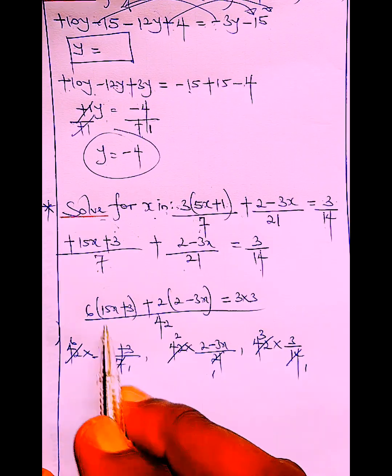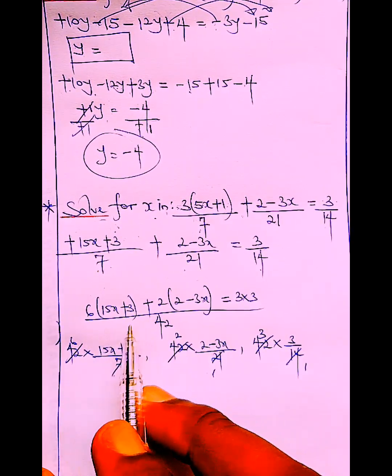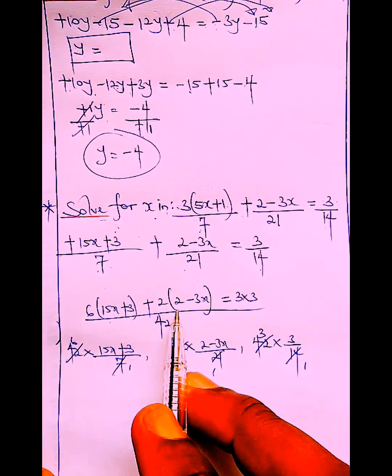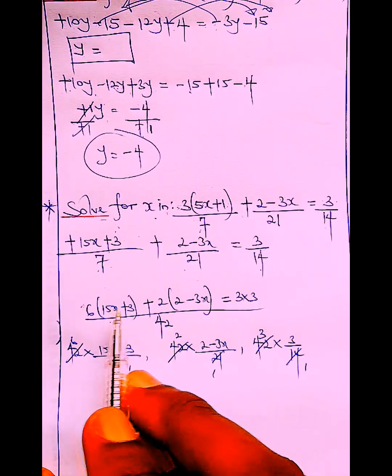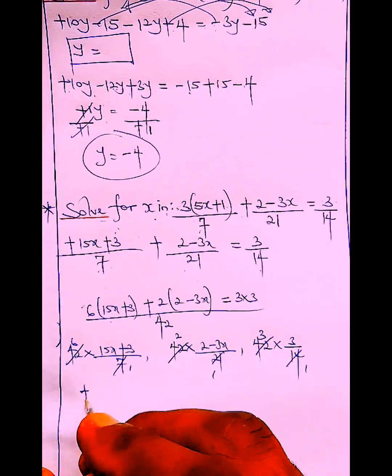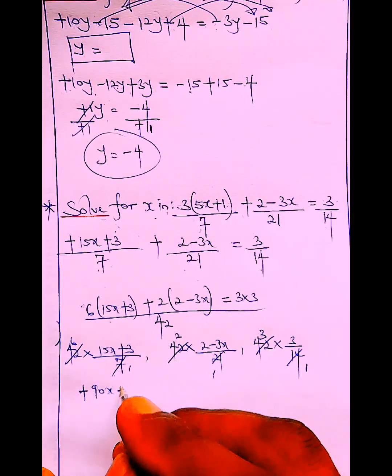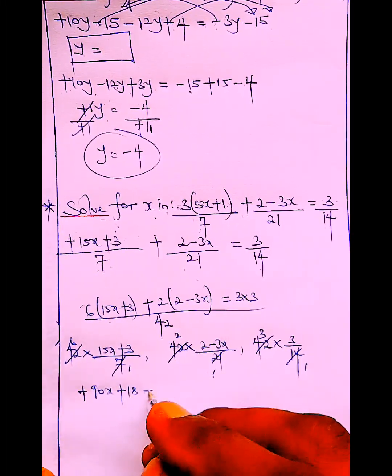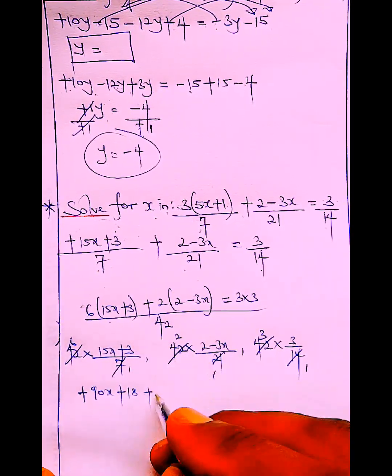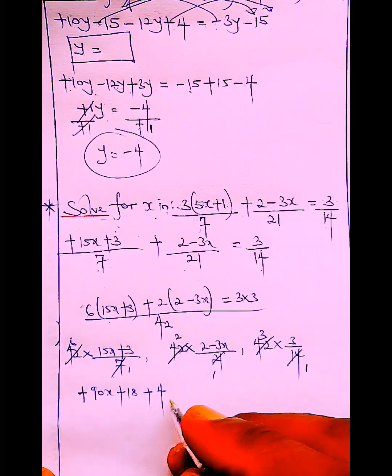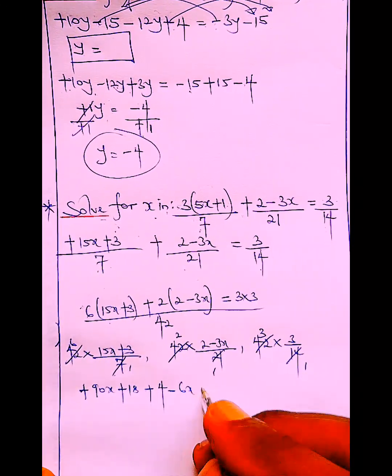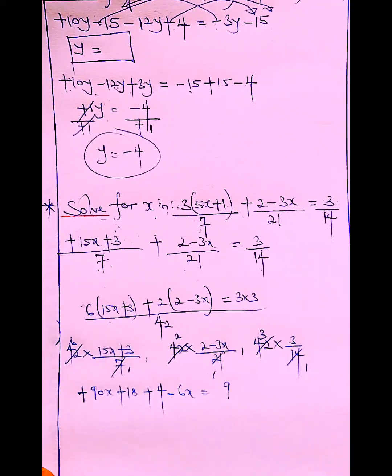So we're going to expand again, or we're going to open up the bracket again. This time around, we have to set a bracket. So here we have plus 6 times plus 15x. That will give us plus 90x. Plus 6 times 3 gives us plus 18. Then plus 2 times plus 2 will give us plus 4. Plus 2 times minus 3x will give us minus 6x equals 9.